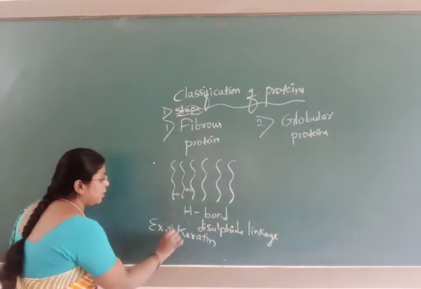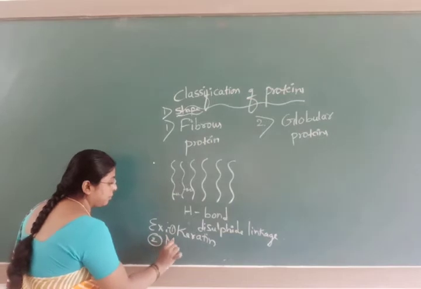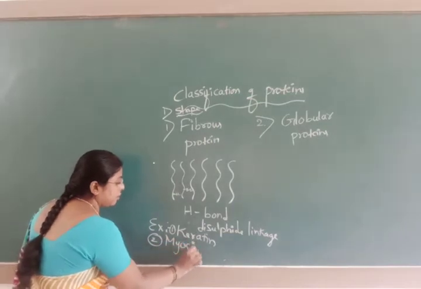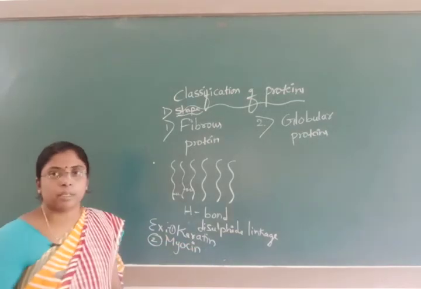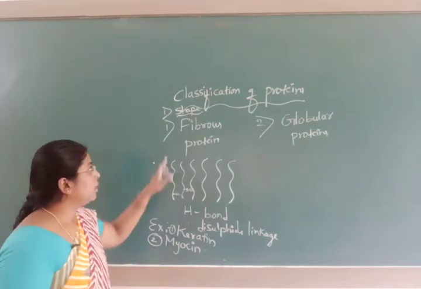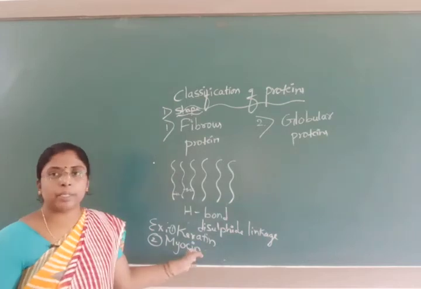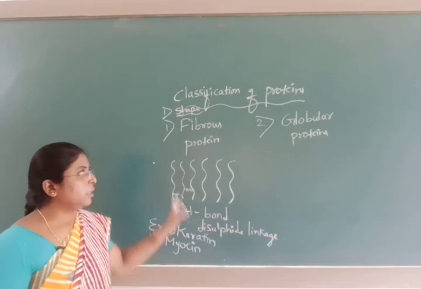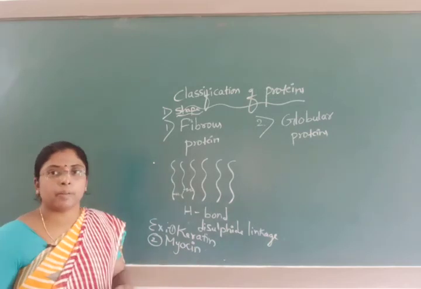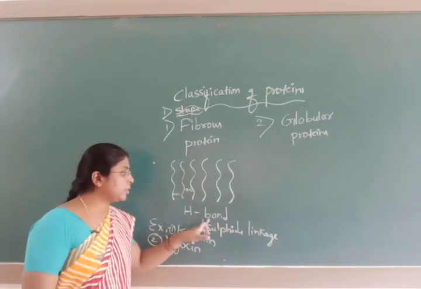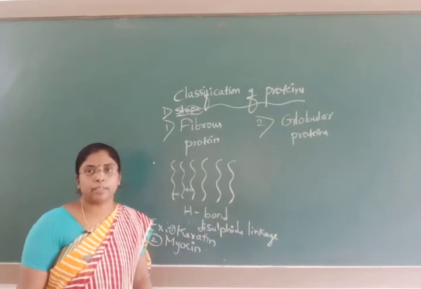The second example is myosin. Myosin is present in the muscles. Fibrous proteins have what type of bonding? Hydrogen bonding and disulfide linkages.